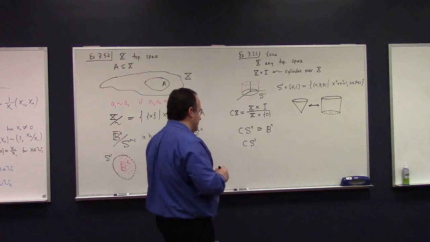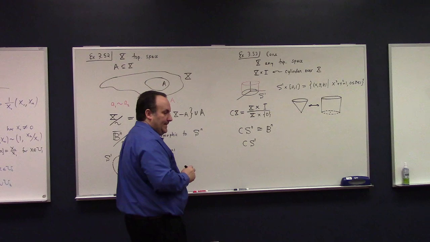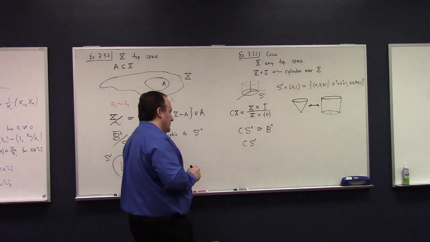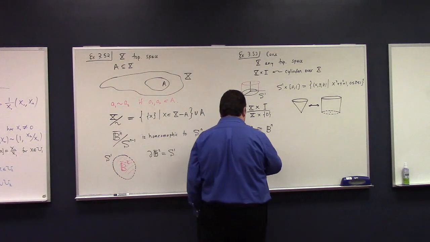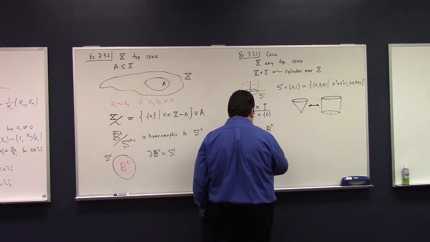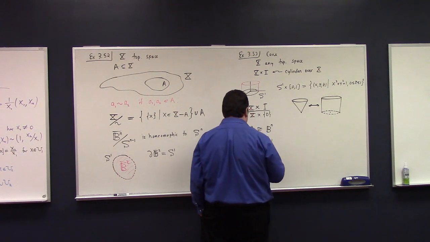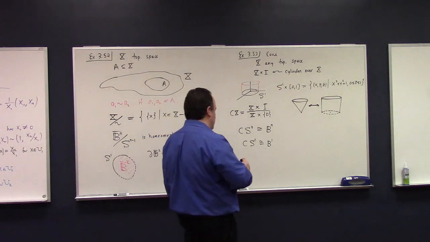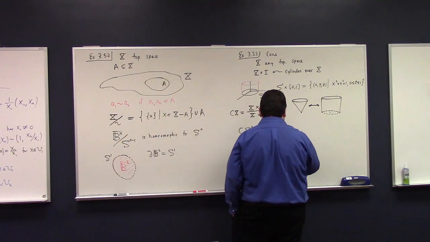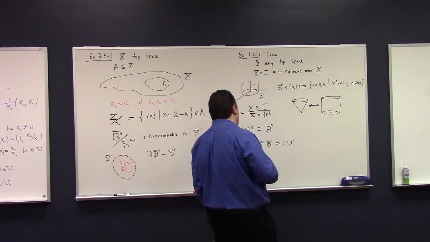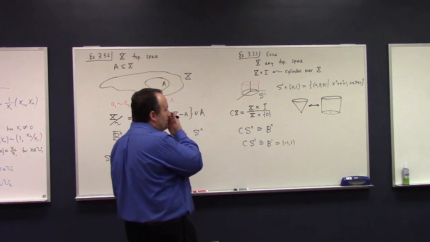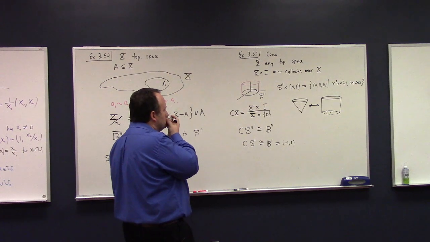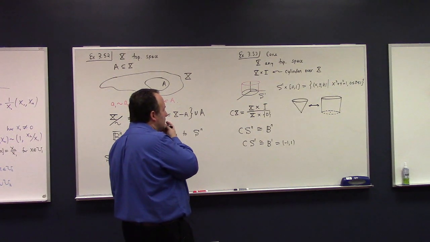Wait, isn't B1 just an interval? Well, yeah, what is B1? Yeah, I think you're right. B1 should be, shouldn't it just be -1 to 1? Yeah.